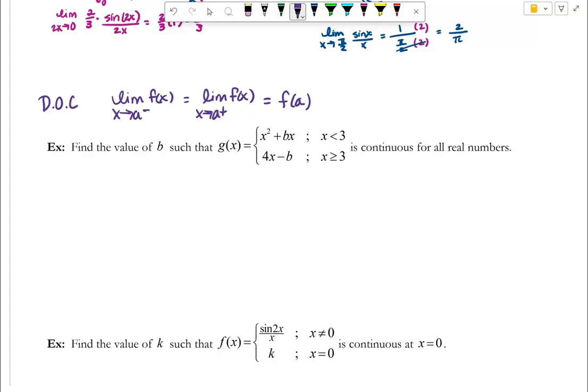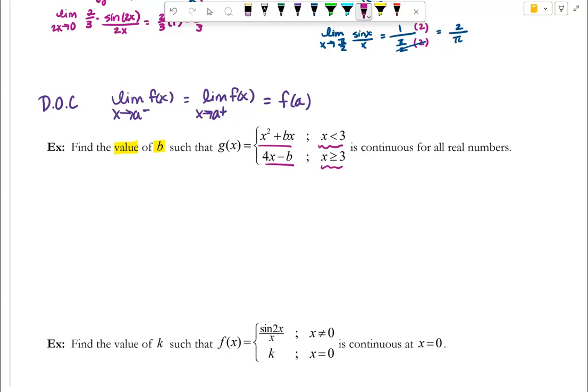So in this example, if we're asked to find the value of b such that g of x is continuous for all real numbers, I'm going to point out that when we find a value of b, that means that b is a constant. For this function to be continuous for all real numbers, there must not be a jump at x equals 3, the boundary of our piecewise, because otherwise these two pieces have no denominator, so there's no chance of us having a hole or a vertical asymptote. I just need to make sure there's also not a jump.